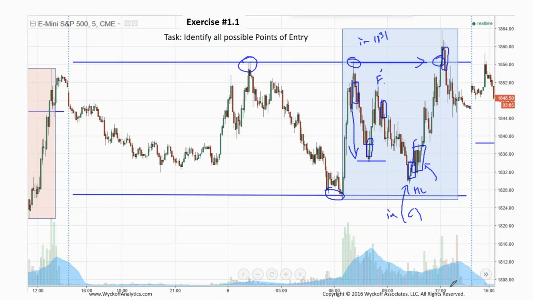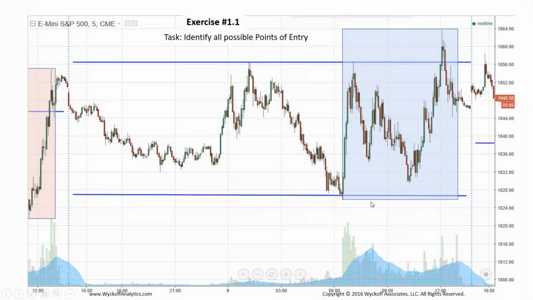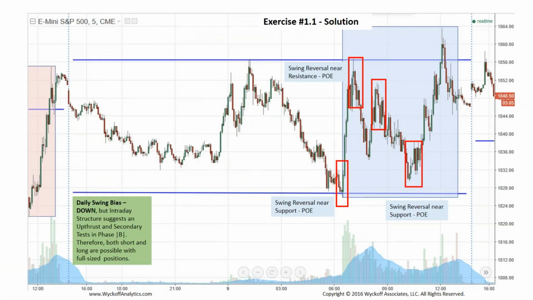And here it's already too late to open any new positions. So if we're just intraday trading, we are going to close any positions that we've had, and not open new ones. And this is where the reversals happen and where potential points of entry are possible.